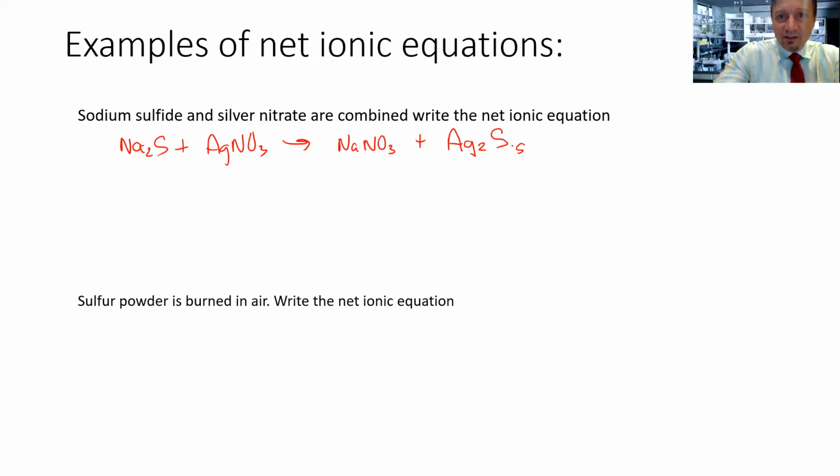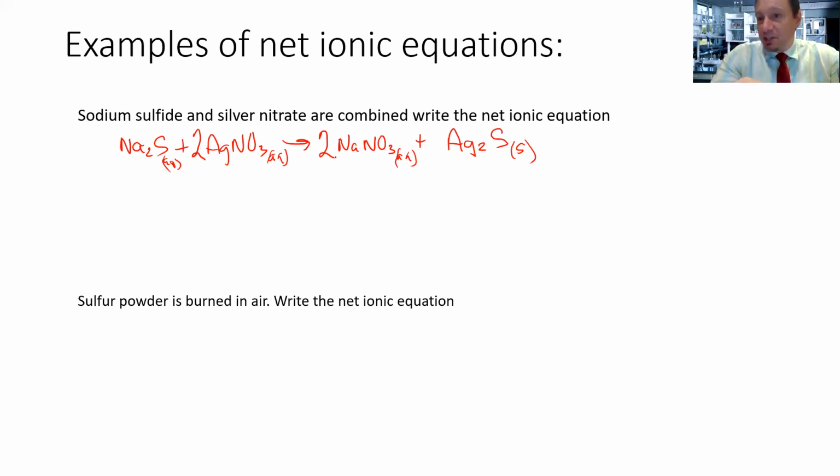And this here is a solid. So I have aqueous here, aqueous. Now I got to balance this because this is not balanced. I have 2 silver and only 1 silver on this side. So I need to put a 2 right here. I need to come over here and put a 2 there. So now I'm balanced.